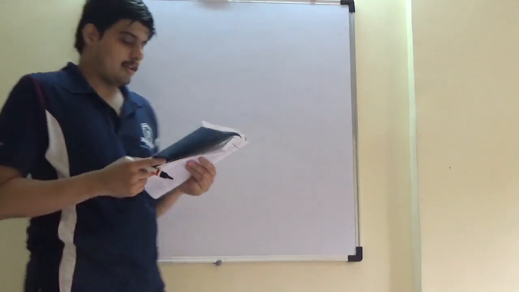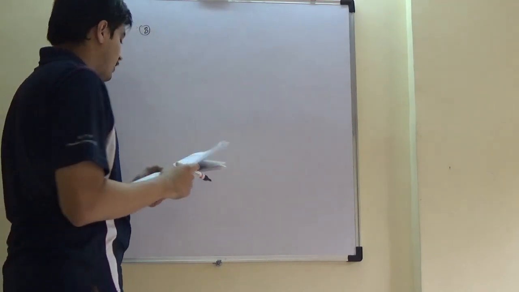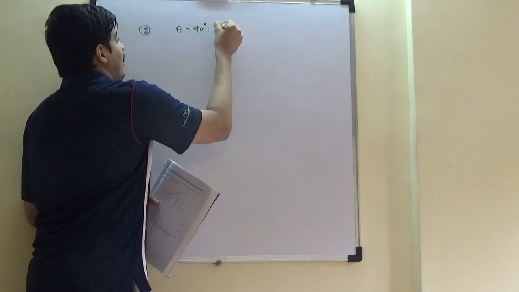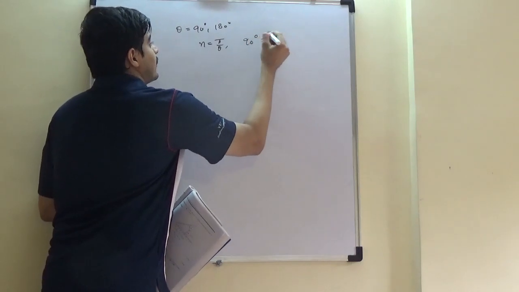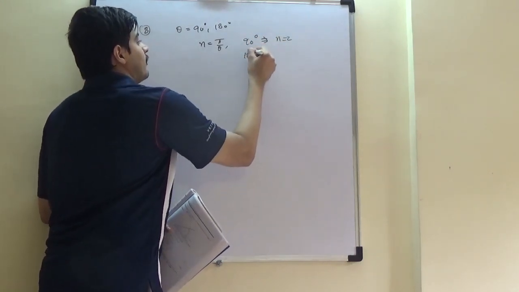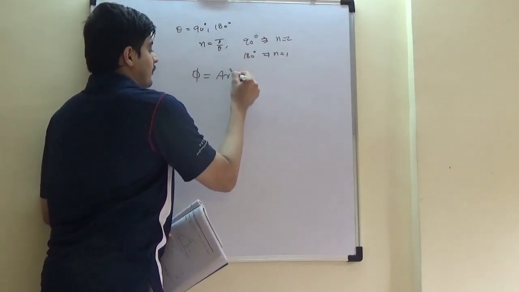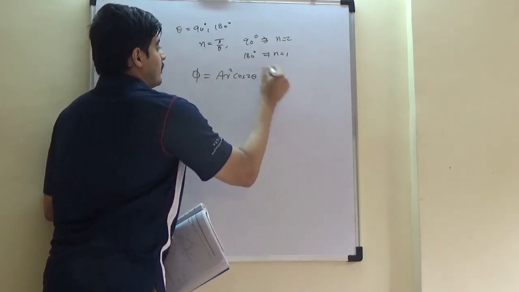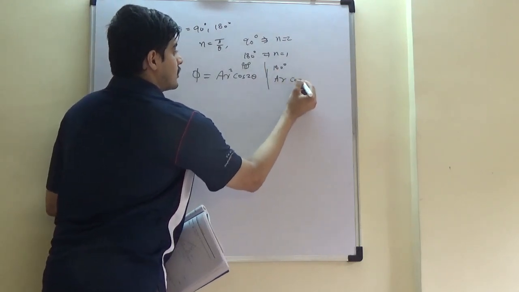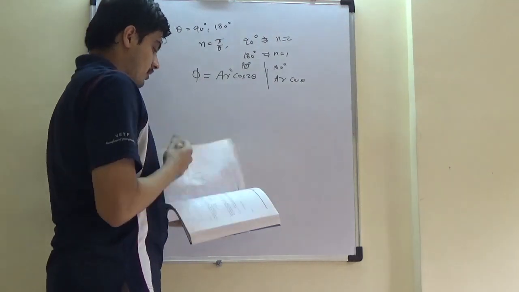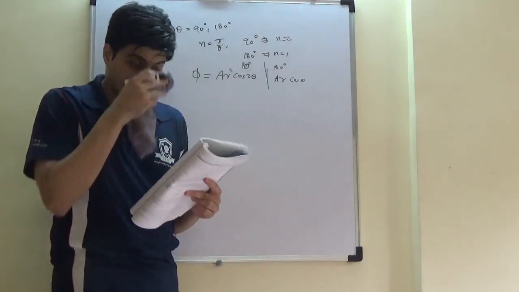Right? Now, next question is, what would be the potential function for the corner flow for theta is equal to 90 degree and 180 degree? Now, n is pi by theta. So for 90 degree, n is equal to 2, and 180 degree, n is equal to 1. So phi would be a r square cos 2 theta for 90 degree case, and for 180 degree case, a r cos theta. Right? That's the answer. But this is very important, you have to remember this.